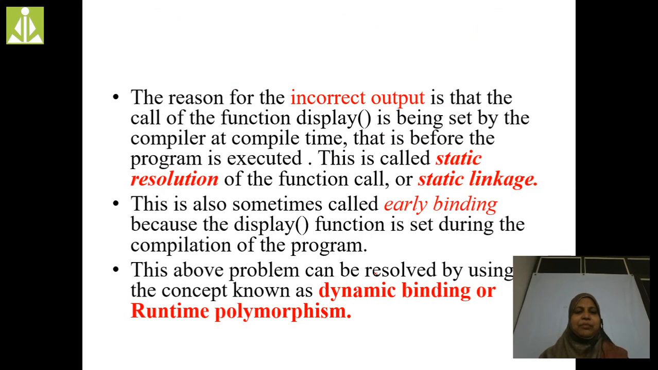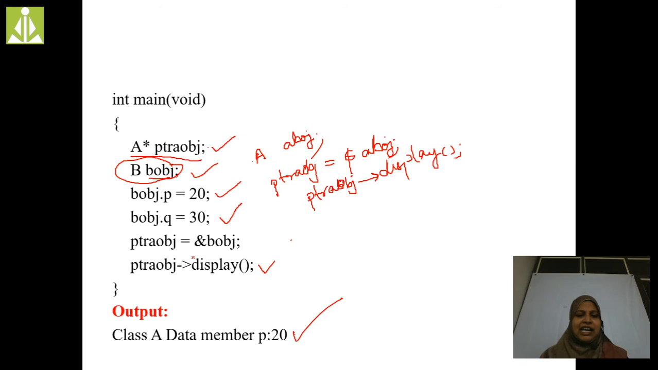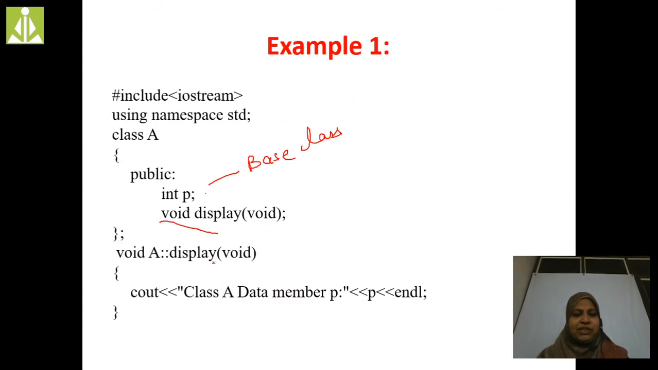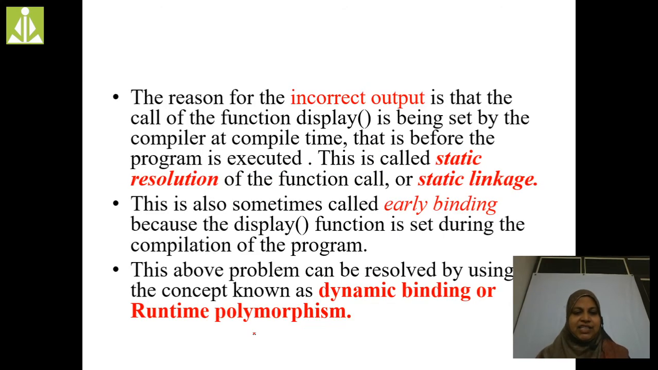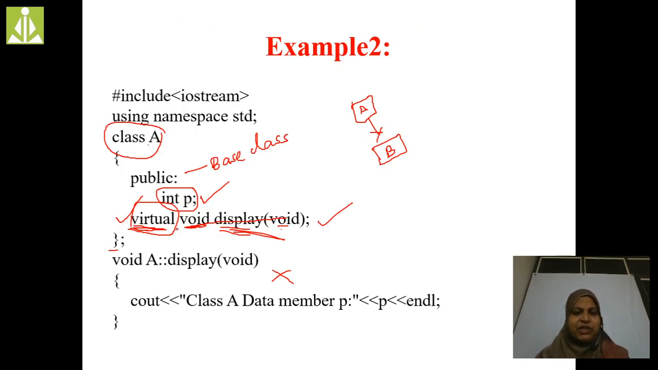See here, in the previous example, I am assigning the reference value of the B object to the base class pointer. Whenever I try to call this ptrAobj display function, what will happen? Directly control is transferred here and it executes this statement present in the base class, void display. Here class A data member is P 20, right? But in this case we are defining this base class method as a virtual method.